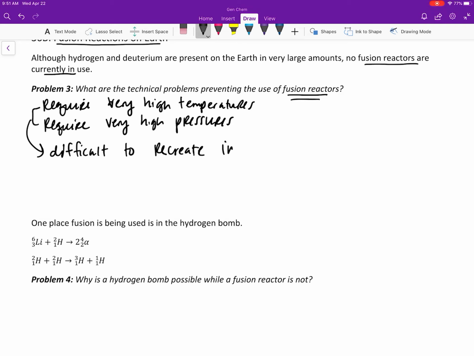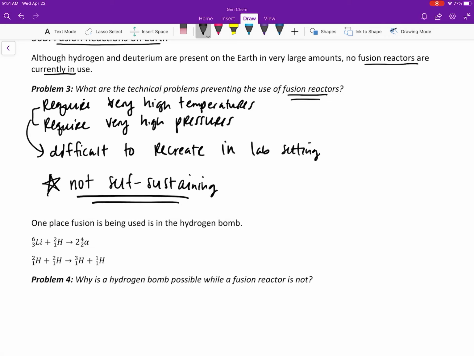They're difficult to recreate in a lab setting for safety reasons, material reasons. But there's another really big problem that they are facing right now, which is that they can get these things going, but they are not self-sustaining. And that's what sets the star apart, is that the star is self-sustaining.